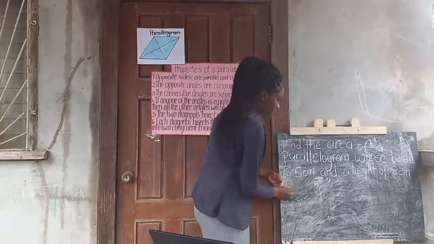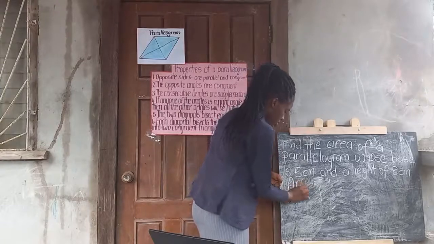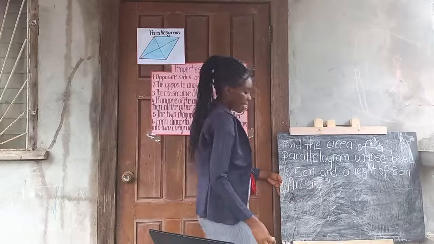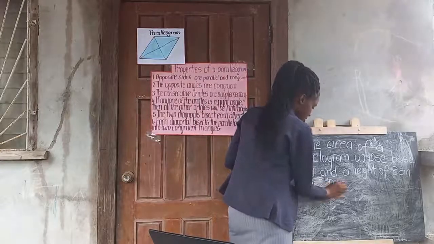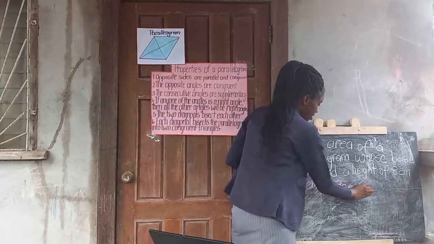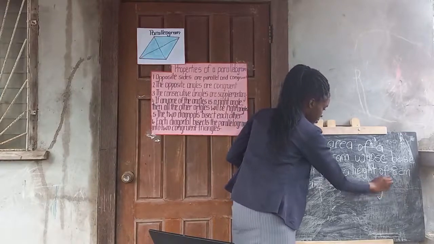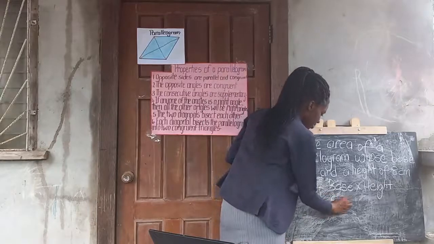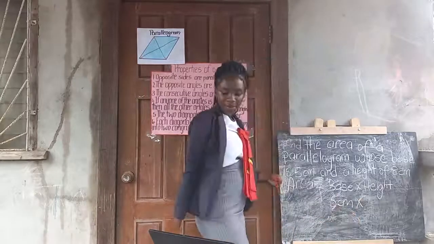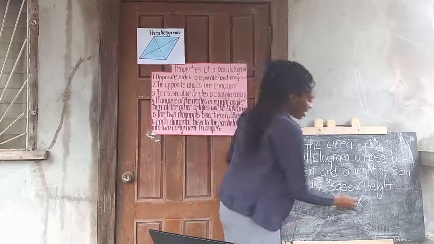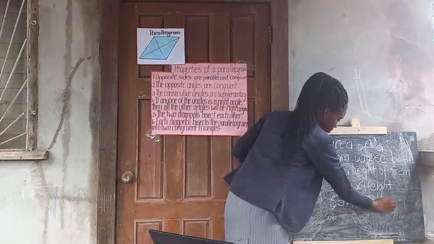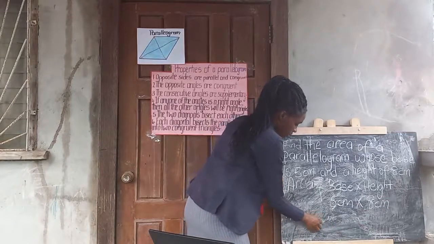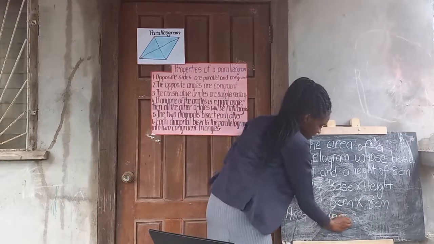Area equal base times height. And our base is 5 centimeters. And what is our height? 8 centimeters. So the area of this parallelogram is area is equal to 40 centimeters.